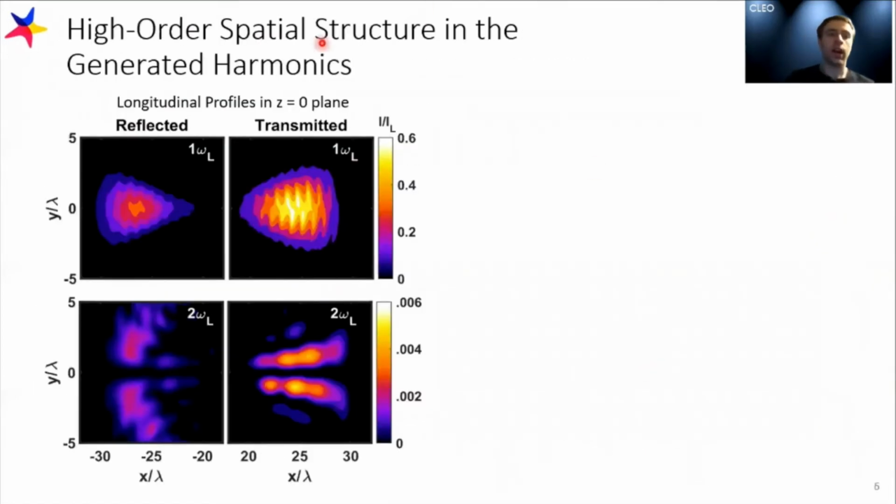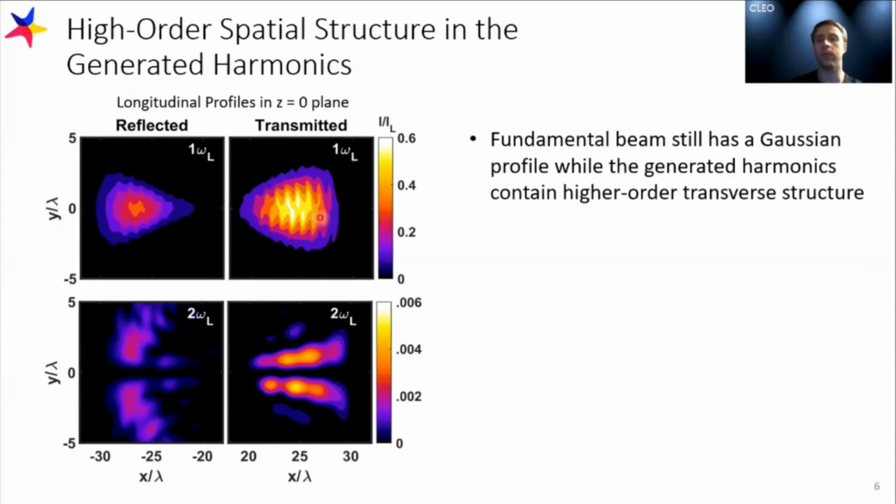So now I'd like to discuss the properties of the beam in more detail. First we look at the longitudinal profiles of the transmitted and reflected beams for both the fundamental and second harmonic, where, for example, the second harmonic is obtained by filtering between 1.5 and 2.5 times the laser frequency. And what we see here is that the fundamental beam still remains Gaussian, as was the driving laser. However, in contrast, the second harmonic beam contains higher order transverse structure, most notably with a null on-axis intensity.